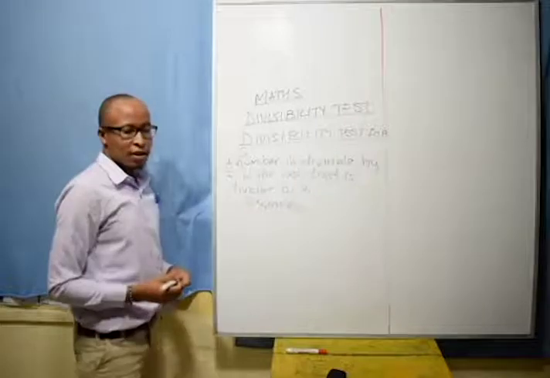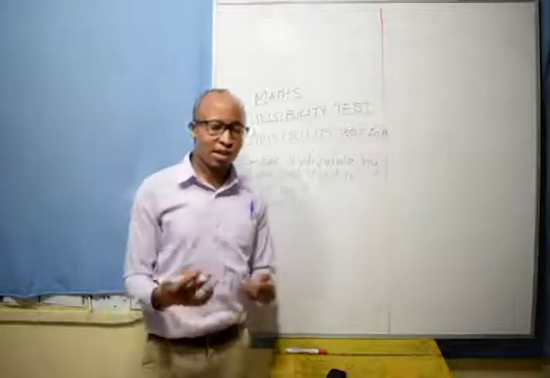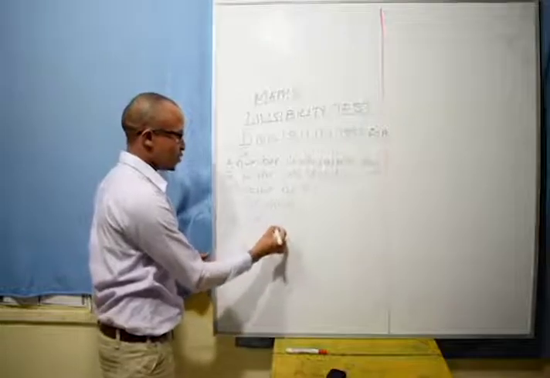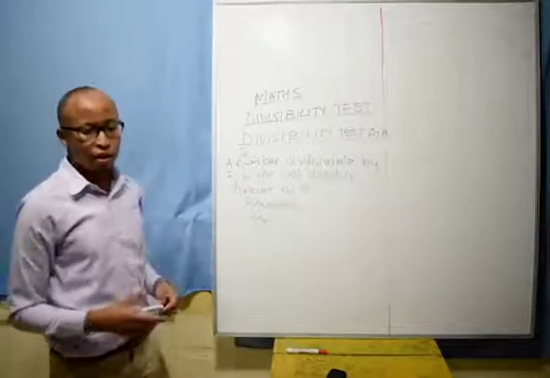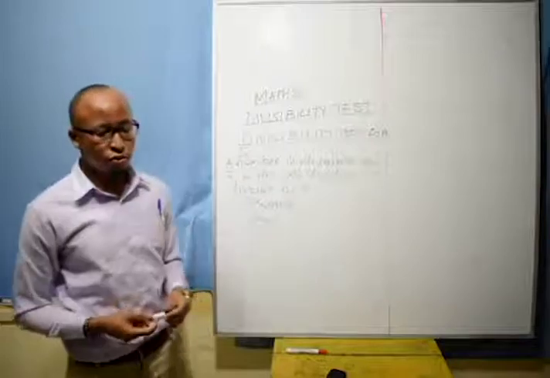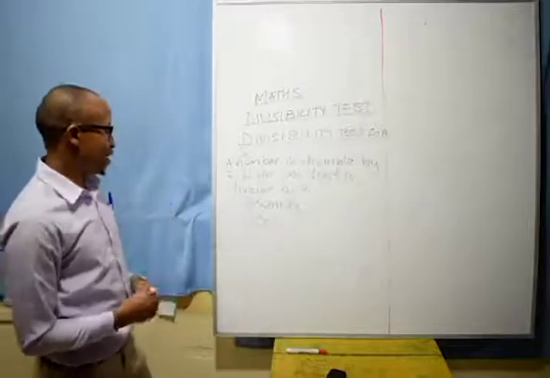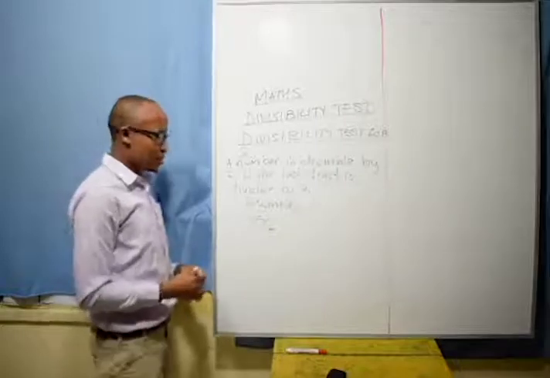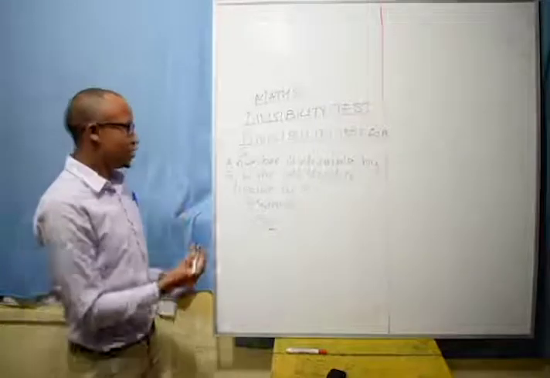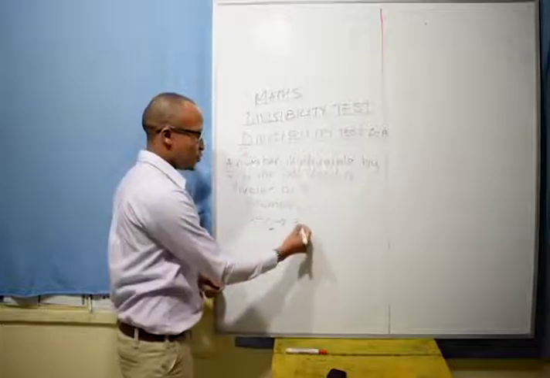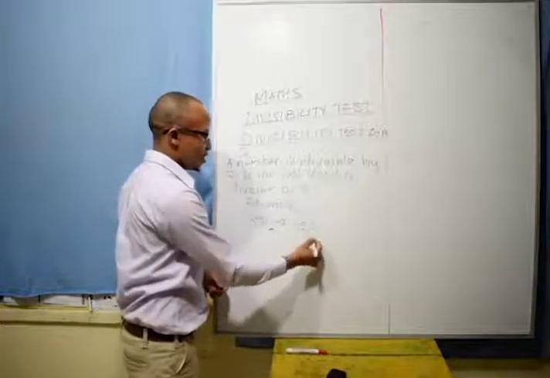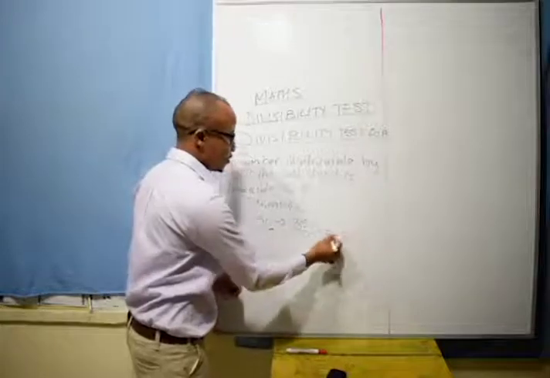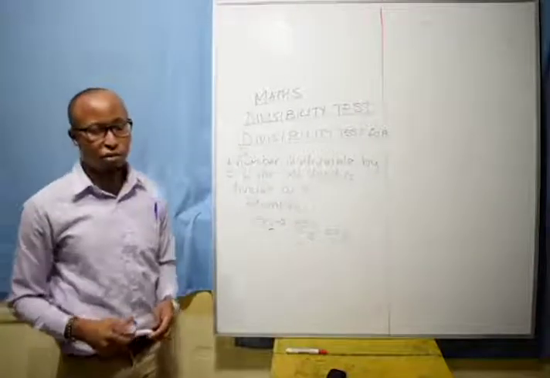Number 1, you can be asked, is 350 divisible by 2? So what are you going to do? First thing is to look at the last digit. It is 0. Is 0 divisible by 2? It is divisible by 2, yeah. Because suppose we divide 350 by 2, we are going to get 175. So we say that number is divisible by 2.